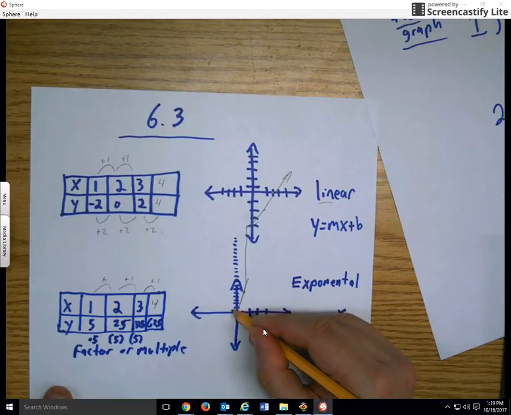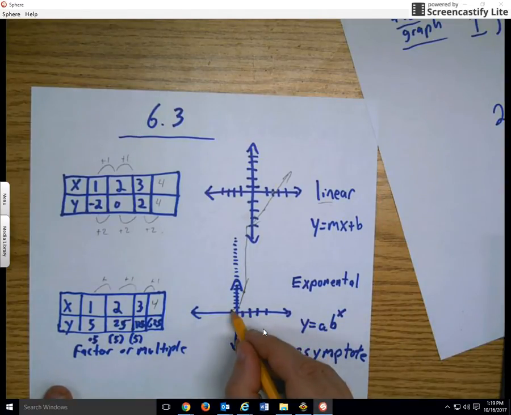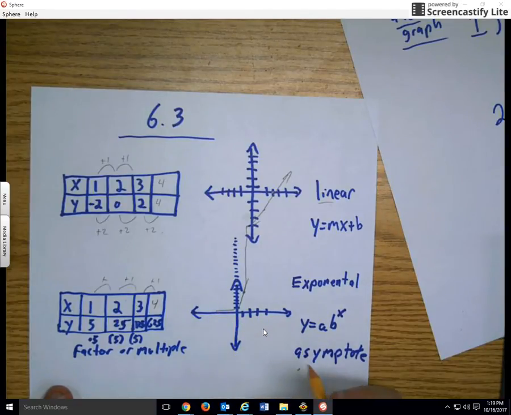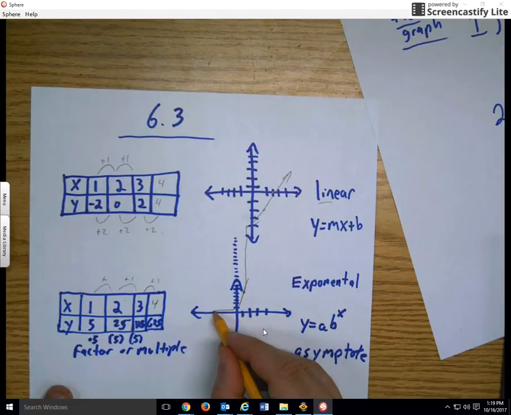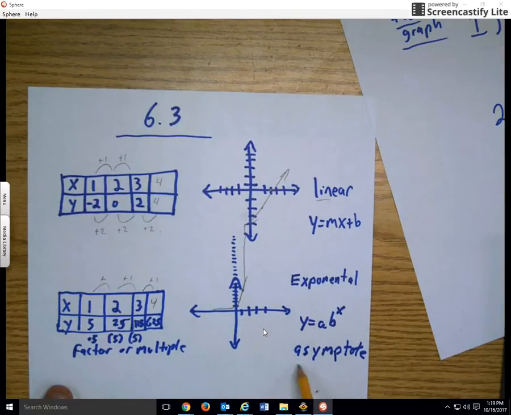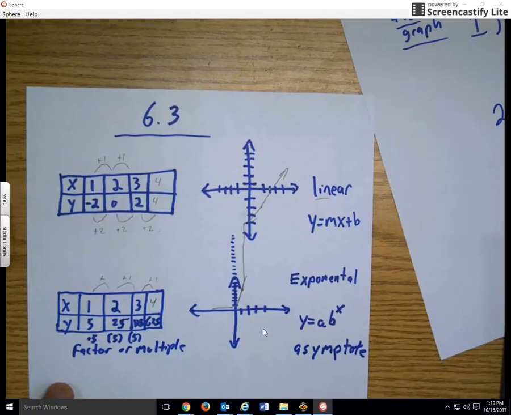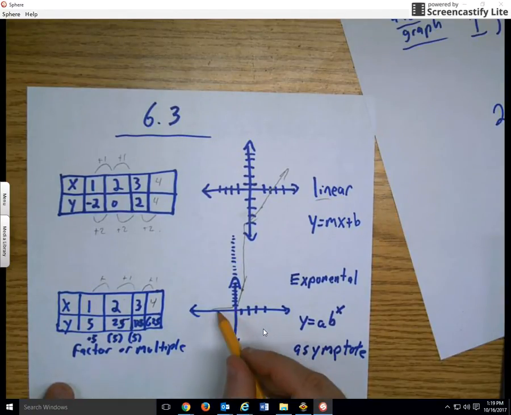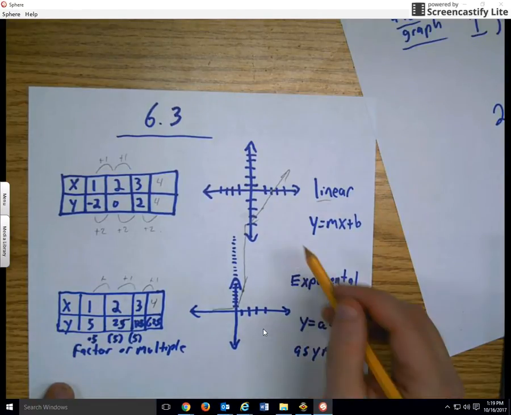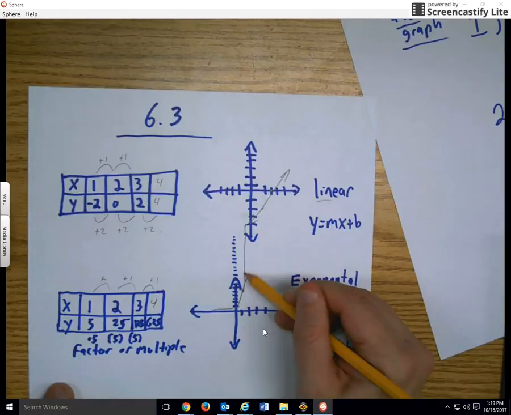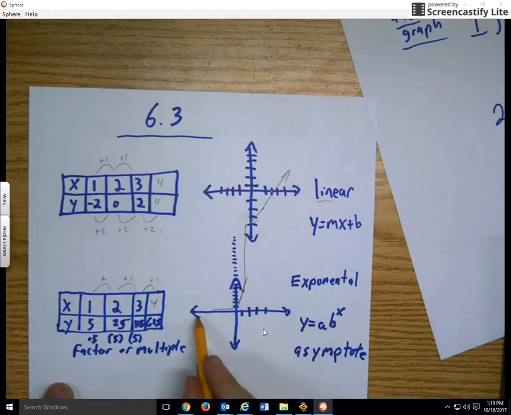And here's the thing, it would never touch the x-axis. It would always get closer without ever touching it. And that's called an asymptote. It'd be sad if it was a human relationship to always get closer and never touch. But these never touch the x-axis. It just gets closer and closer and closer. And that's what exponential graphs look like. They are very steep, they curve, and they never touch the x-axis.